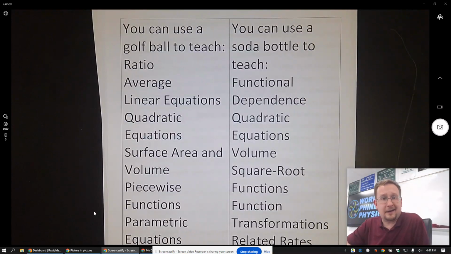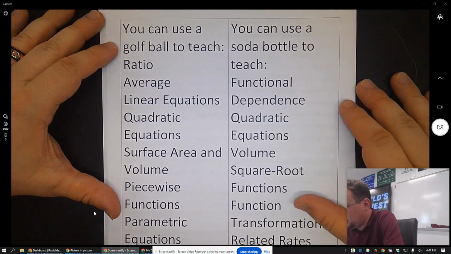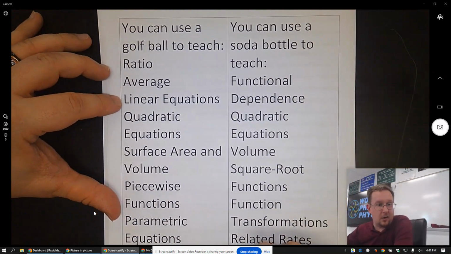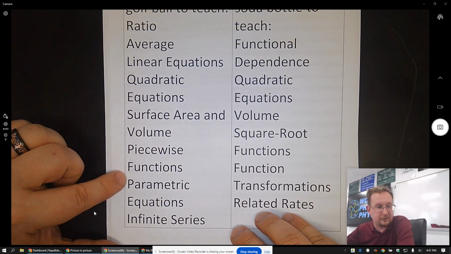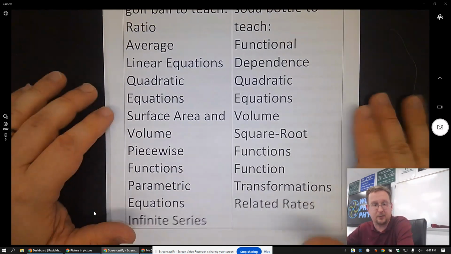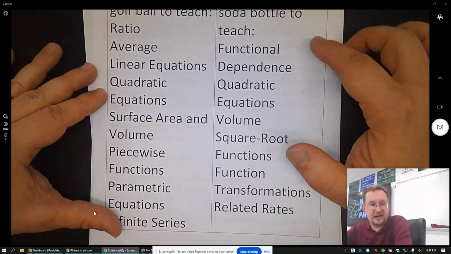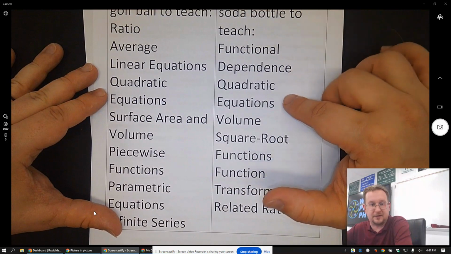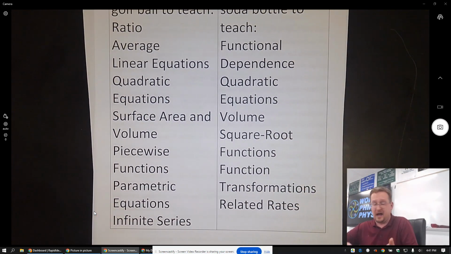Well, if you like this activity, I am wondering if you knew this. You can use things like a golf ball to teach ratio, average, linear equations, things all the way up through geometry, piecewise function, parametric equations, all the way up through infinite series in calculus. Do you know that you could use a soda bottle to teach things as simple as functional dependence at the junior high level, all the way up through related rates, all the way through calculus?